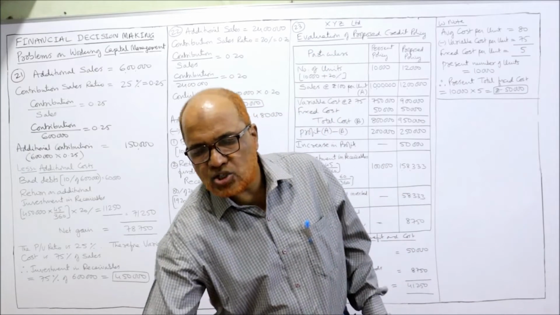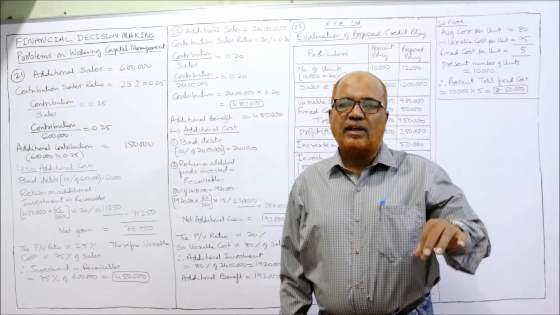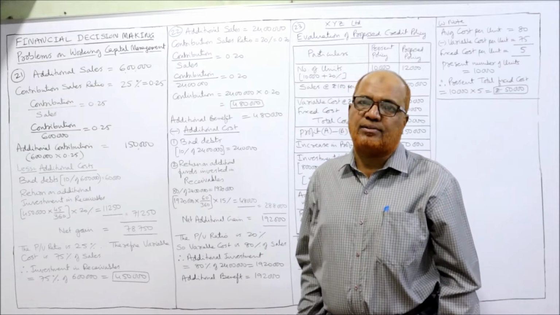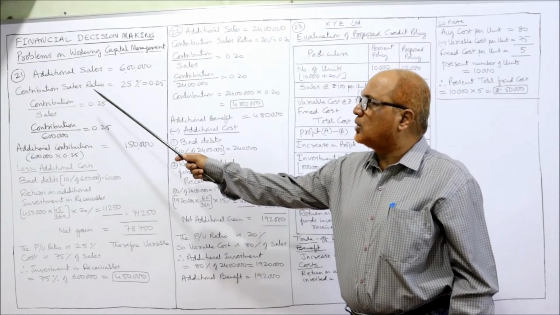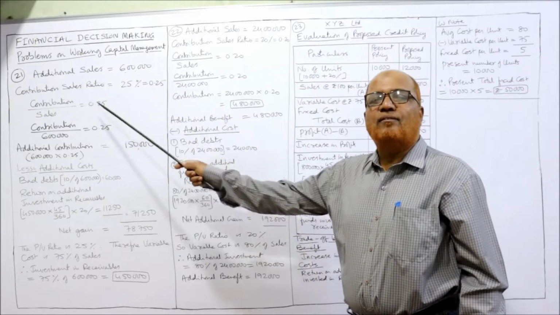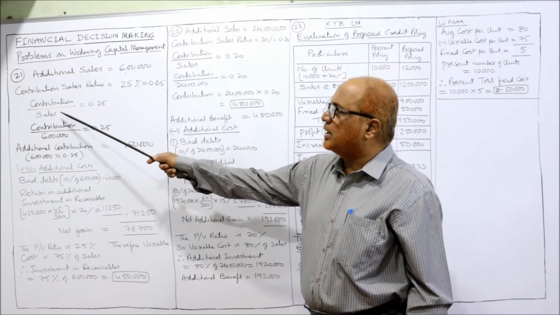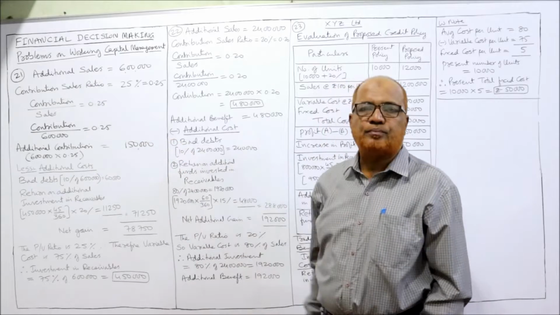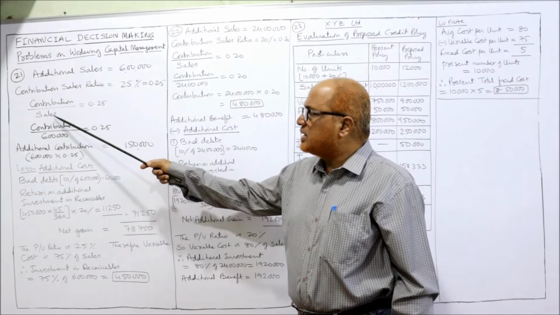That means what is the additional benefit the business will get if they implement the new policy. If the new policy is implemented, 6 lakh rupees are the additional sales. So here additional sales are 6 lakh, and the contribution to sales ratio is 25%, meaning 0.25. The formula for contribution to sales ratio is contribution by sales. This is the formula for contribution to sales ratio.